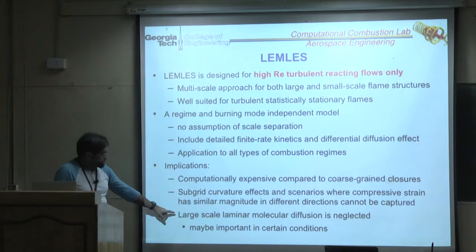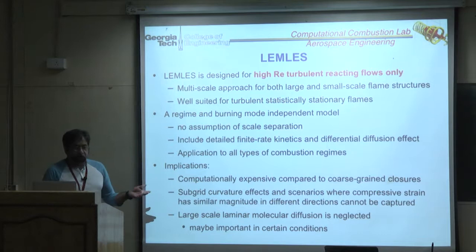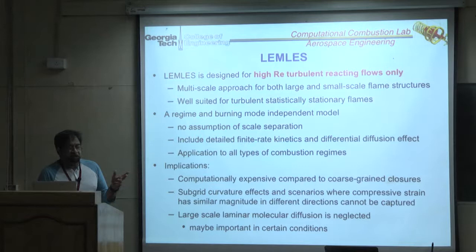Then the large scale molecular diffusion is ignored because the molecular diffusion is only handled at the subgrid. So these have some implications. Obviously, that means that if you take this model and try to run laminar problems, you run into trouble. You go to very high turbulent problems, it will become very accurate. So it's the opposite of other models.